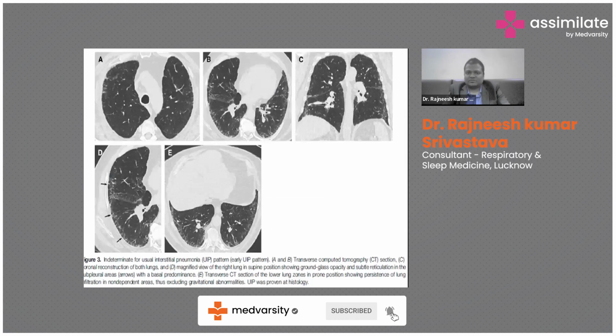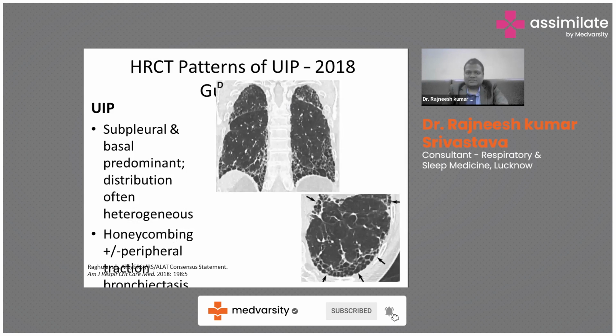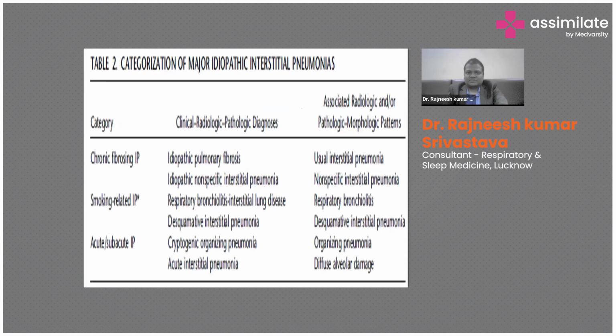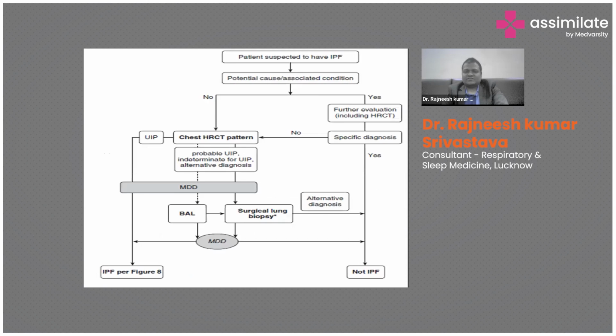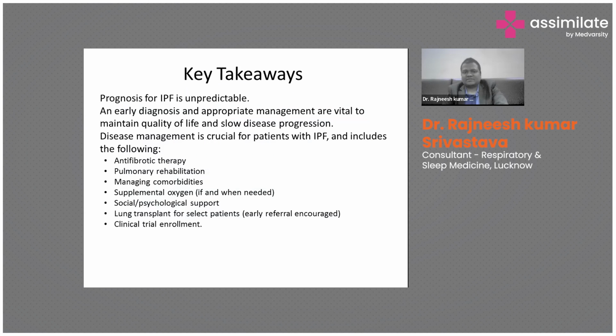I hope you remember this slide. They are clubbed in chronic fibrosing ILDs. So this is the classification: chronic fibrosing, idiopathic pulmonary fibrosis, and idiopathic NSIP. NSIP behaves similarly to IPF, but it is slower. It has slower progression and slightly better prognosis. So if the patient does not have honeycomb, they have slightly better prognosis.